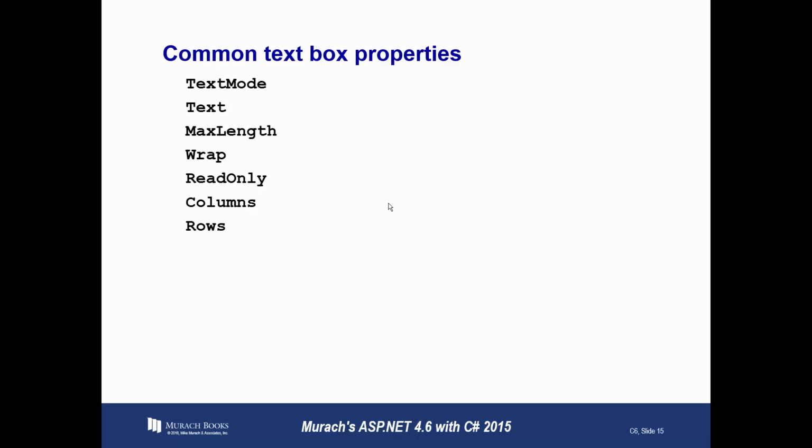Wrap says whether or not the text automatically wraps when it reaches the end of the line. That's for a multi-line text box. The default on that is true. Read only is what I sometimes use. Rather than a label, I might take a text box and make it read only. Columns and rows are the equivalent of what you'd want to use if you'd kind of be using something as though it's a text area.